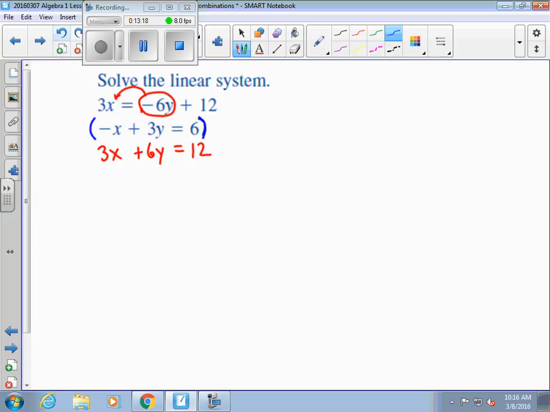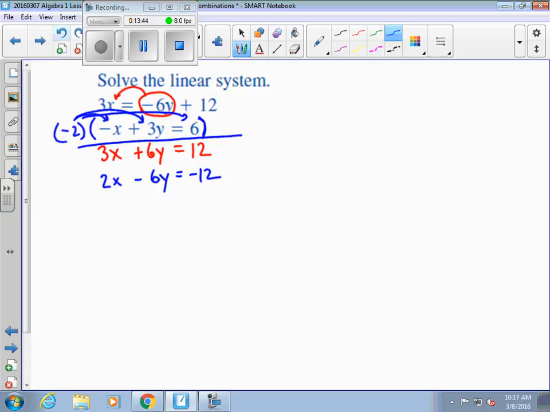3 times what to get negative 6? Negative 2. So if we distribute negative 2 times negative x, we get positive 2x. If we multiply negative 2 times 3y, we get negative 6y. That was the goal we were trying to get. And if we multiply negative 2 times 6, we get negative 12.